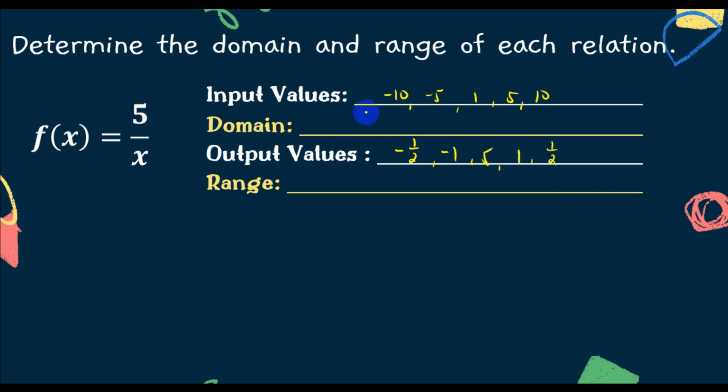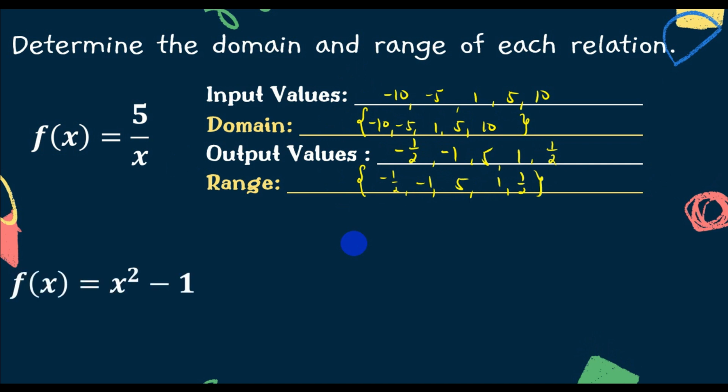Now we're going to write the domain. Again, it is the set of all x values: negative 10, negative 5, 1, 5, and 10. And then for the range, we have negative 1 half, negative 1, 5, 1, and 1 half. So that's what we're going to do if we have this form of relation given.